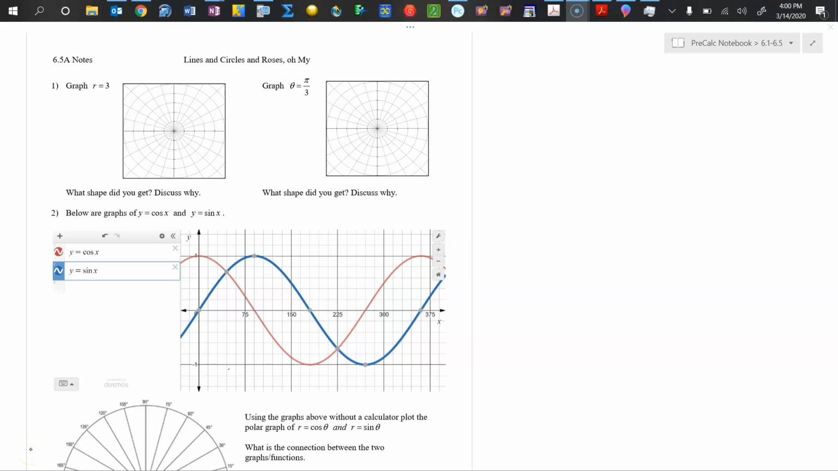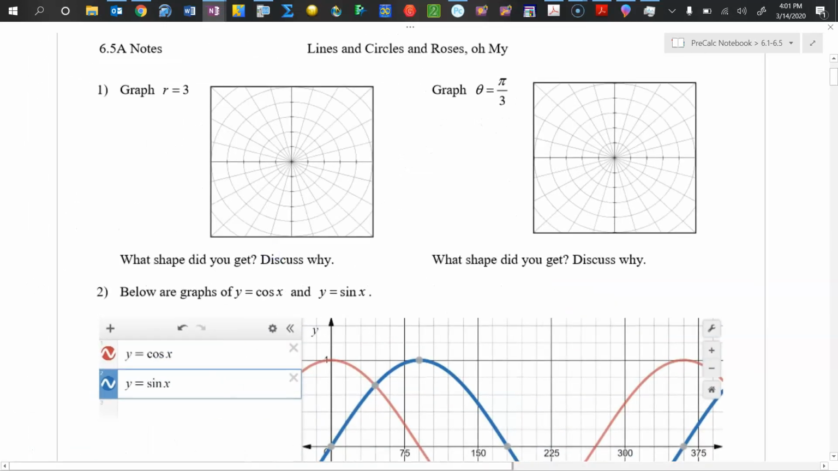All right, what we're going to do now in section 6.5 is start graphing polar equations without the use of a calculator. We will use the calculator or maybe even the computer to help us explore some of these things, but what we'd like to do is get to a point where we can graph any of these without a calculator. So we're going to start out with something really simple, like r is equal to 3.